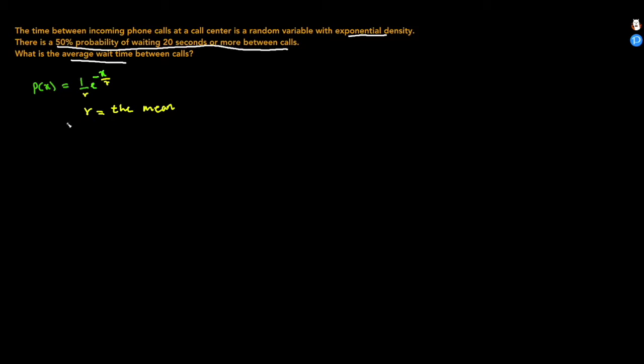And this is a fixed value for this function, so essentially this is a constant. We're also given that the probability that x is greater than or equal to 20 is 0.5. All right, so we have those two pieces of information. Now how do we move forward?